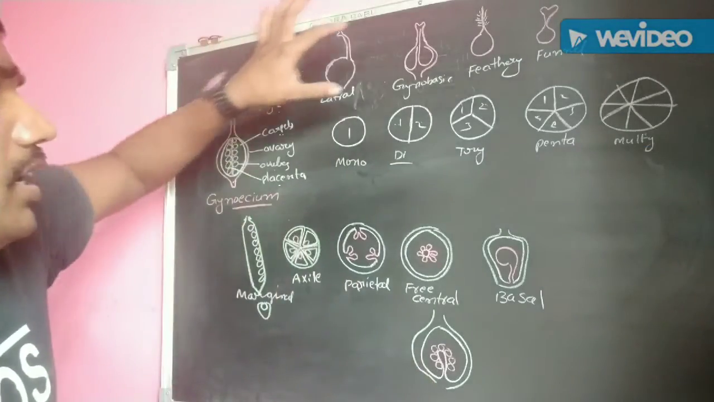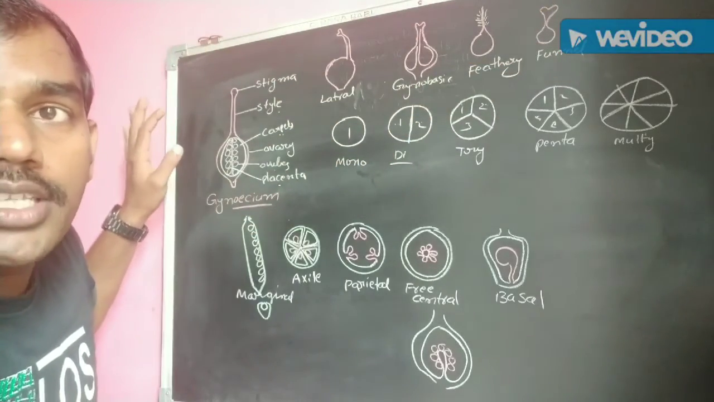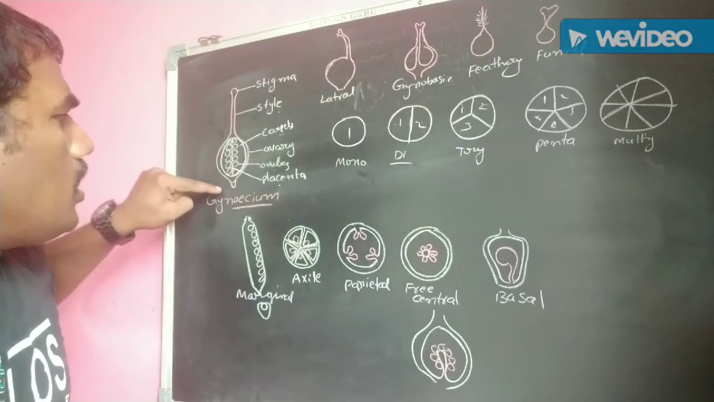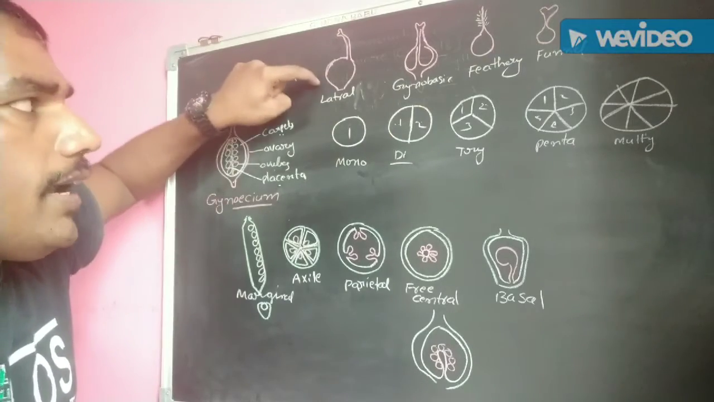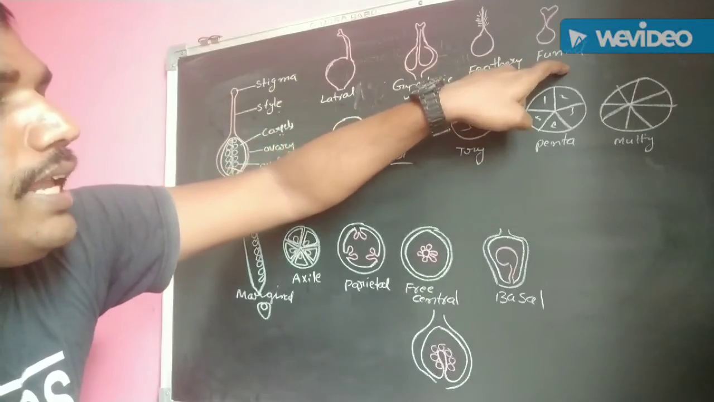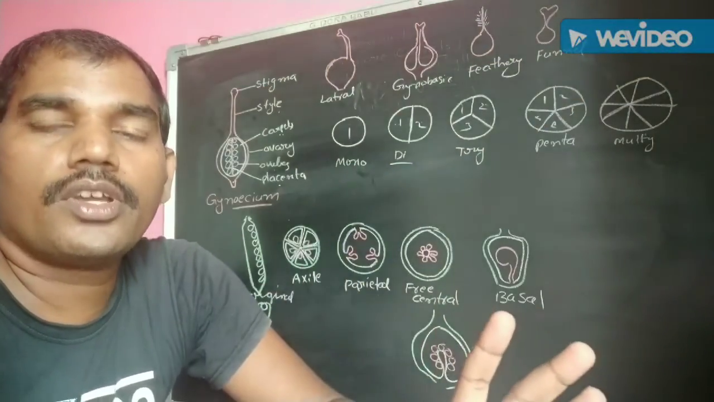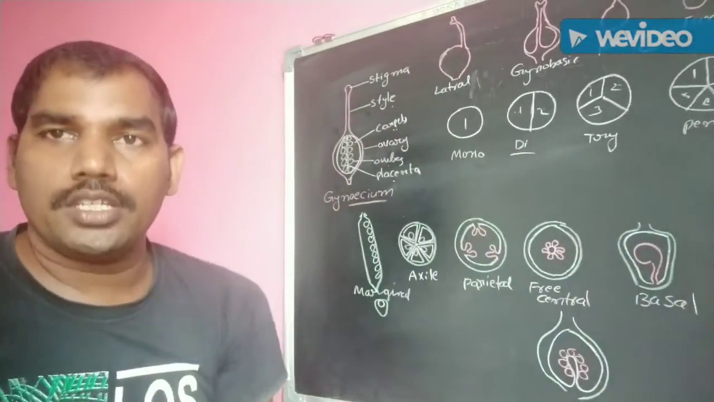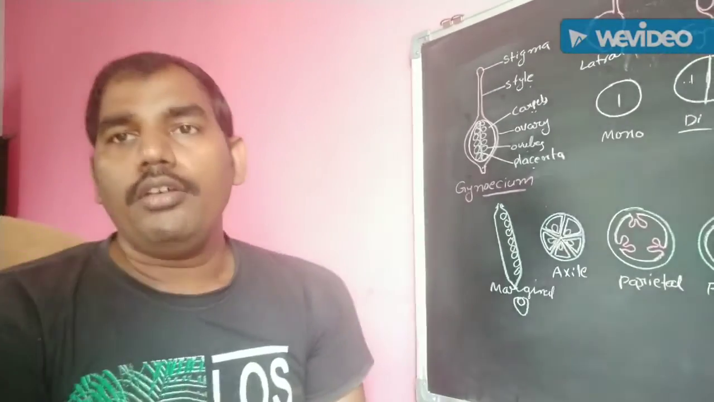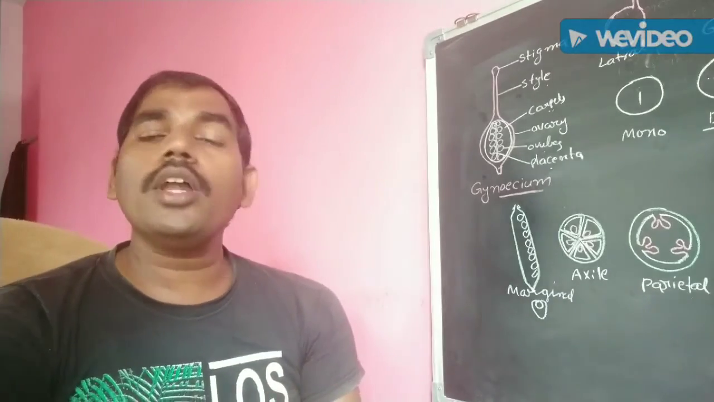These are the different types of styles on the basis of their structure: apical style, lateral style, gynobasic style, feathery style, funnel style, and also radiate style. This is the information about the gynoecium. Every point is very, very important. Once again, I want to repeat that.